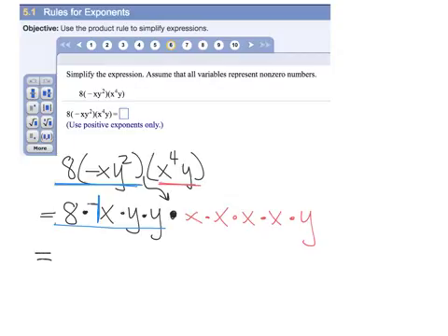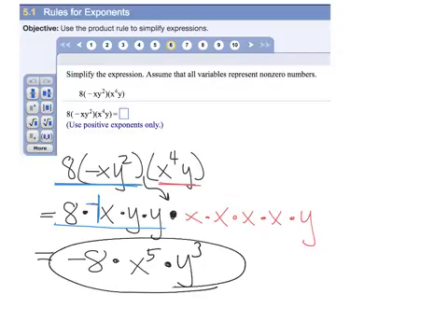And so we really could multiply the 8 times the negative 1. That gives us negative 8. And then what do we have? We have an x, x, x, x, x. So we've got 5 x's being multiplied. So that means times x to the 5th power times, and then we have 1, 2, 3 y's being multiplied by each other. So that's times y to the 3rd, and that is our answer.